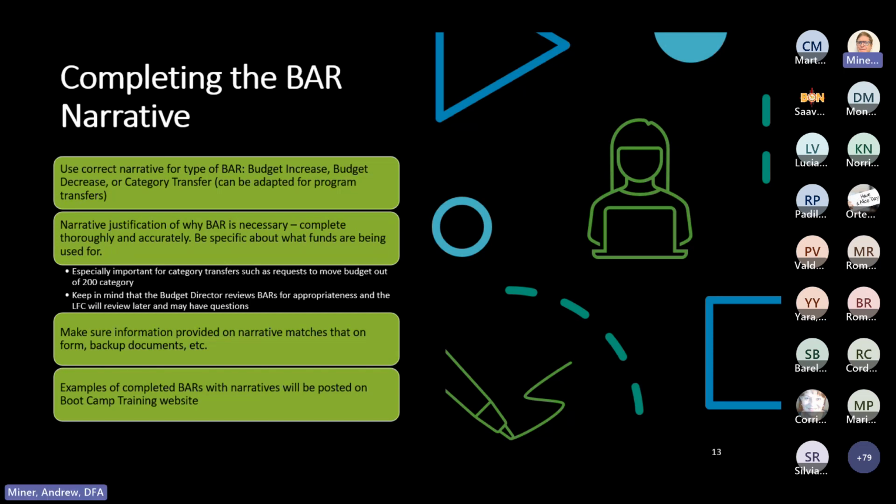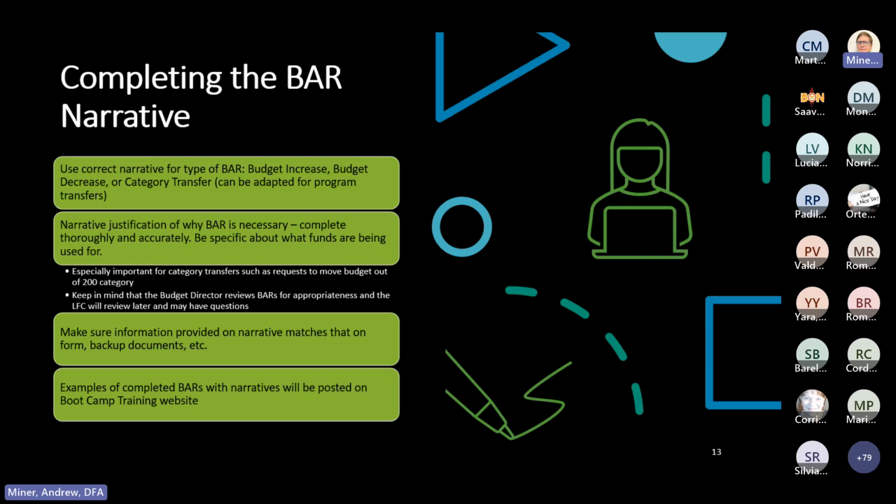So, narrative justification of why the bar is necessary. Be sure to complete this thoroughly and accurately and be specific about what the funds that you're moving around or increasing are being used for. This is especially important for category transfers. Something that we review very closely, and the LFC reviews very closely, is moving budget out of the 200 category out of PSDB. So keep that in mind.